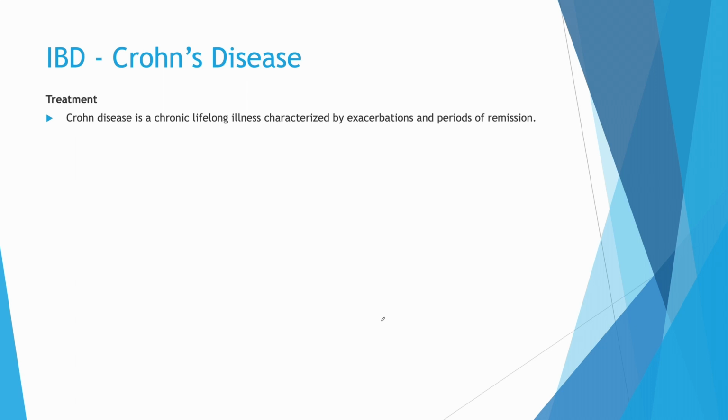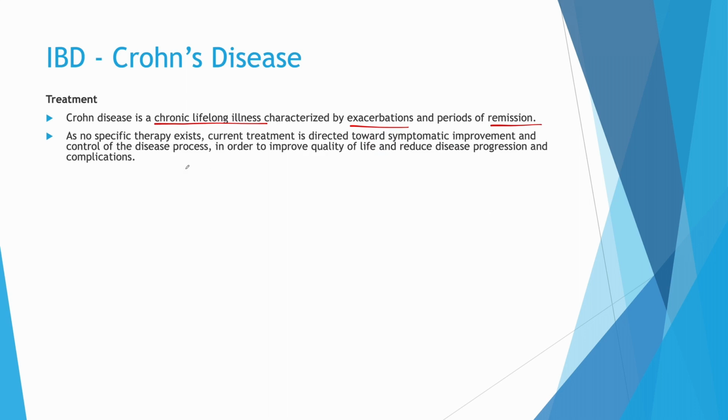So I'm going to try my best to keep this simple, but it is complicated, so I'm warning you ahead of time. You might have to review this several times before it sticks. This is a chronic, lifelong illness, okay? It has exacerbations and remissions, so there is not one specific therapy. Therapy is directed towards symptomatic improvement of disease, and so these patients can kind of wax and wane.